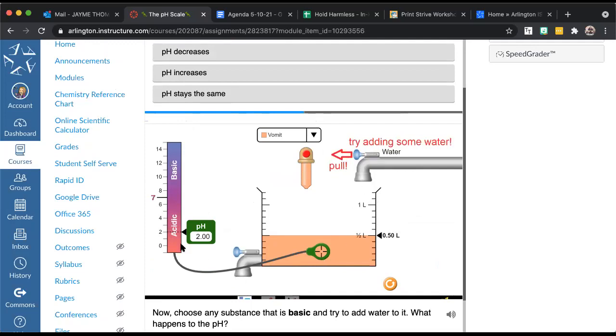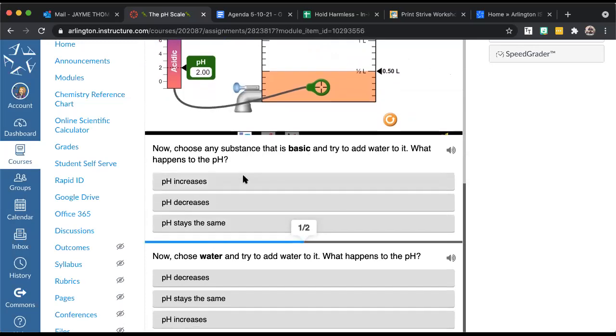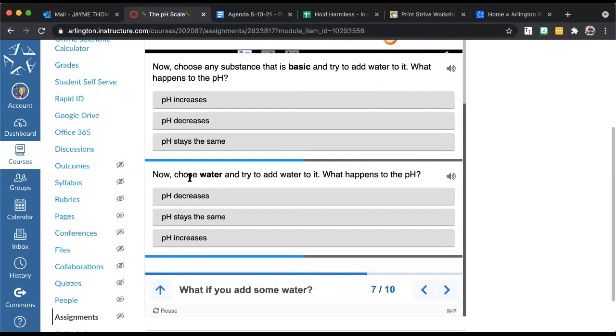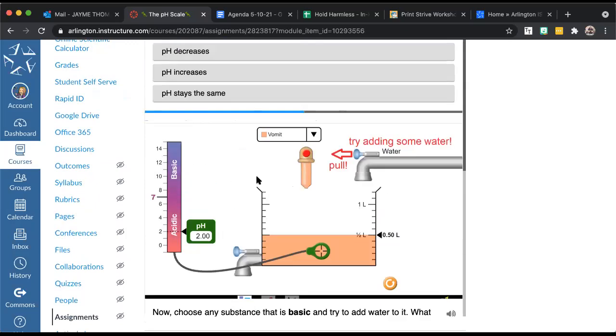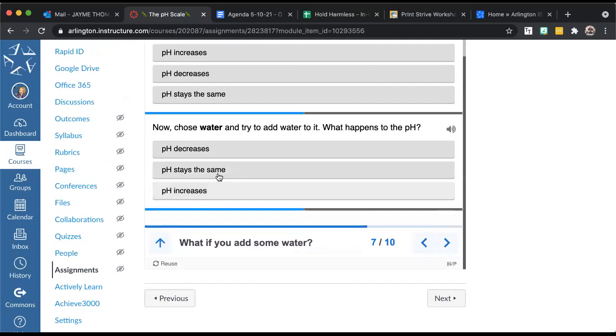And so as the water's being added, watch the pH probe over here. Watch the number. Is it going up? Is it going down? Is it staying the same? Okay, what's happening? Then do the same thing with something that's basic and do the same observation. And then the last one, it says now you're going to choose water. So first choose something acidic, second choose something basic. Last time you're going to put it on water, and then you're going to add water and talk about what happens to the pH on that one.